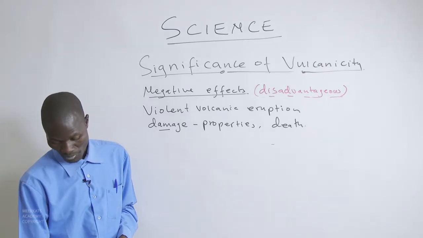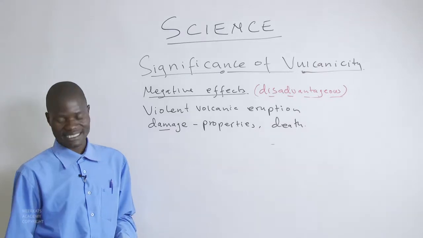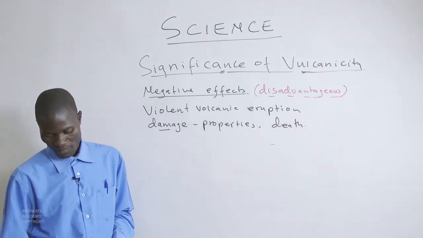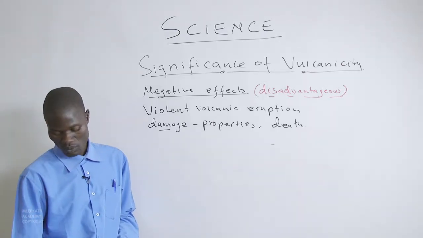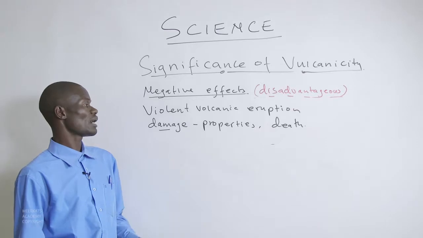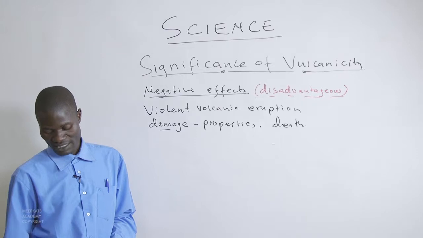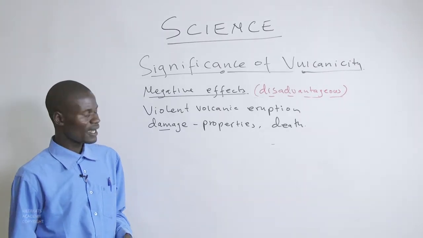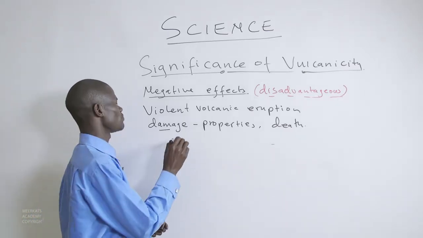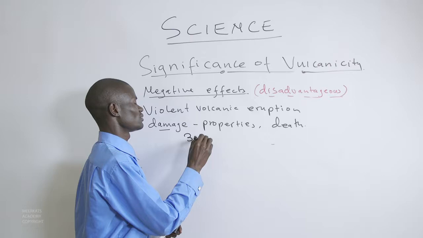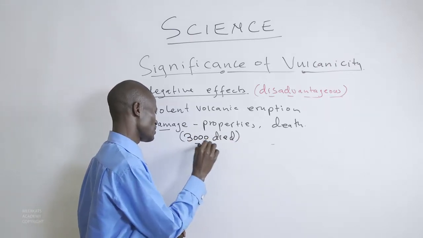For example, we have Mount Krakatoa that erupted around some 45 years ago. It led to the collapse of Krakatoa Island. That happened in Indonesia, and it buried around 3,000 people. 3,000 people were buried, and therefore they died.